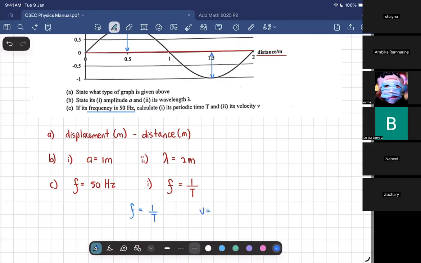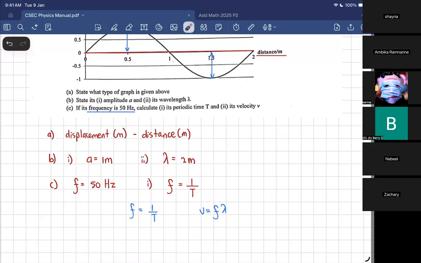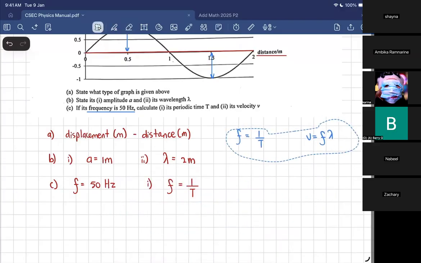V is equal to F lambda. F is frequency and lambda is wavelength. That symbol is lambda. Now, if these are the two formulas that have frequency in them, in the first part, they want us to find the periodic time. Which formula contains frequency and periodic time? 1 or 2? 1. Do you understand why I chose 1? And in part 2, they want us to find the velocity. What formula will I use there? 2, exactly. That's all I wanted you to be thinking in the physics exam.